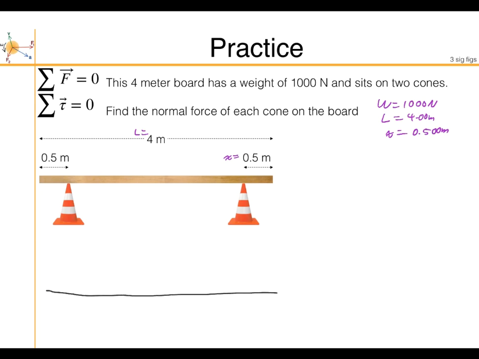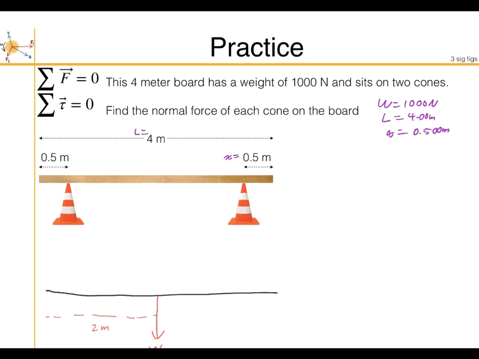Let's draw, for this, an extended body diagram. Because we have to worry about torques and everything, we don't use free body diagrams, we use an extended body diagram. So what are all the forces on this? Well, there's always going to be the weight, right, in the middle downwards, and that's 1,000 newtons. That's going to be right in the middle of the whole thing, right? So that's going to be 2 meters from one end and 2 meters from the other. And there's going to be 2 normal forces due to the cones, right? So there's going to be one normal force here and one normal force here due to the 2 cones. So we'll call them normal 1 and normal 2.